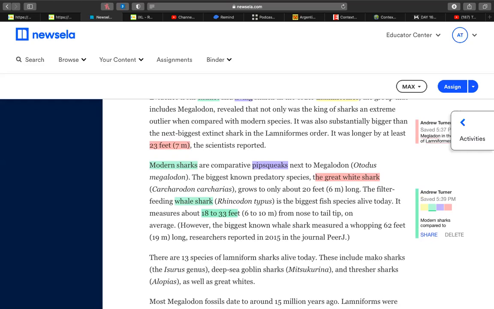Compared to the Megalodon. And we see that the great white shark, I'll put that down as that, and the whale shark. And then as you're reading, you want to think, okay, do you know anything about the great white shark? That's probably not a shark you want to swim with. Can you swim with a whale shark? Does anyone know that offhand?